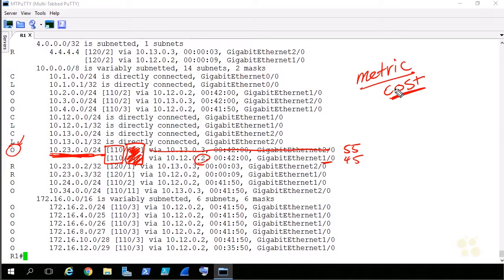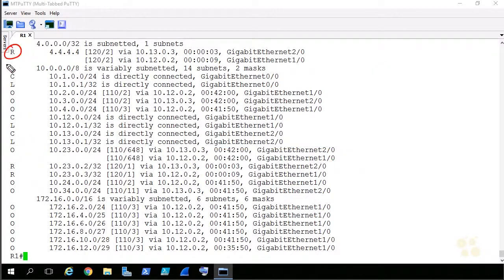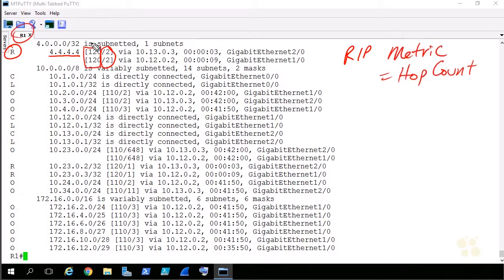And while we're here on the screen, let's take a look at a couple other routes. Here we have a RIP learned route. Here we have network 4444, a 32-bit route. And this metric for the RIP route is actually a hop count. So as R1 looks at these two routes for this network 4444, they both have an administrative distance of 120 because that's the default for the administrative distance for RIP. And then they also both have the same metric, in this case the hop count for RIP.